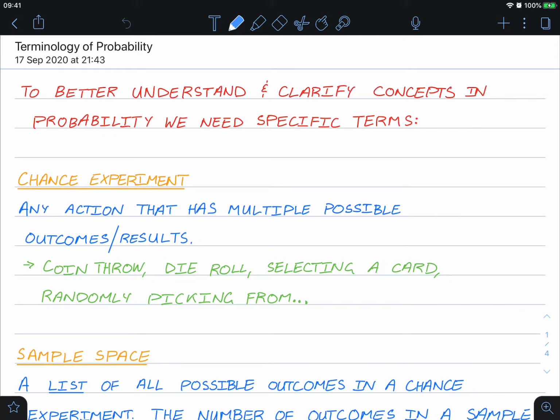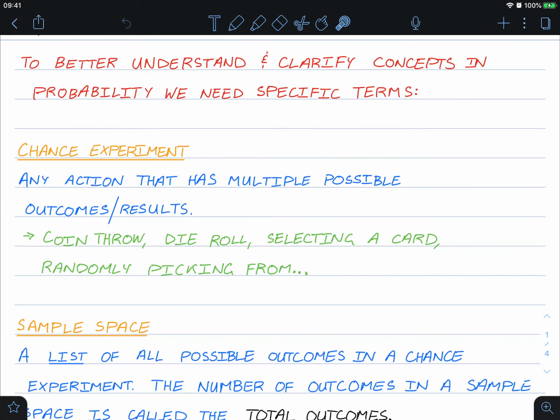Hello class, this is a video tutorial on the terminology of probability. To better understand and clarify the concepts that we will be learning in probability, we need the following specific terms.